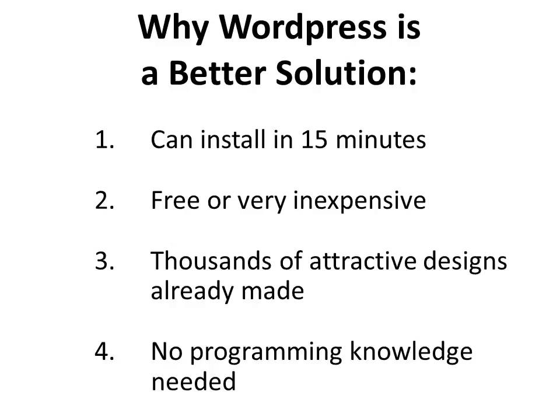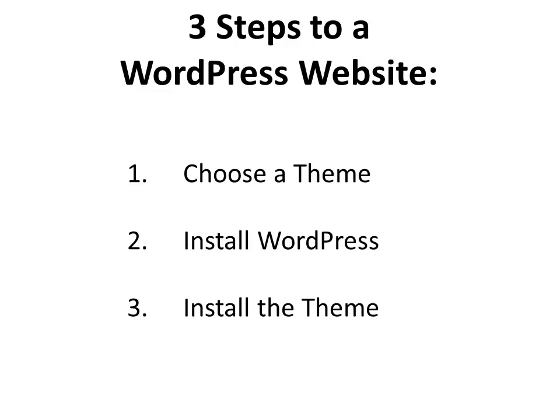So a lot of these designs are already made. You just choose the one that works for you and install it without having to have any programming knowledge of your own. So now we're going to run you through the 3 steps to easily create a website with WordPress. Step number 1 is to choose the right theme. The next step is to install it. And the last step is to install the particular theme that you want to use.